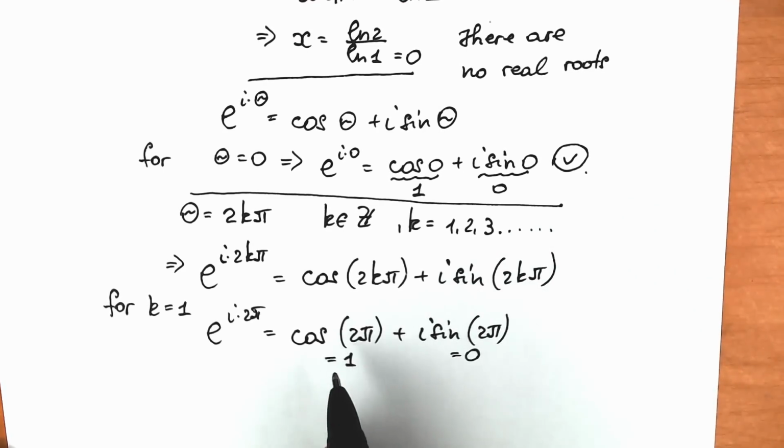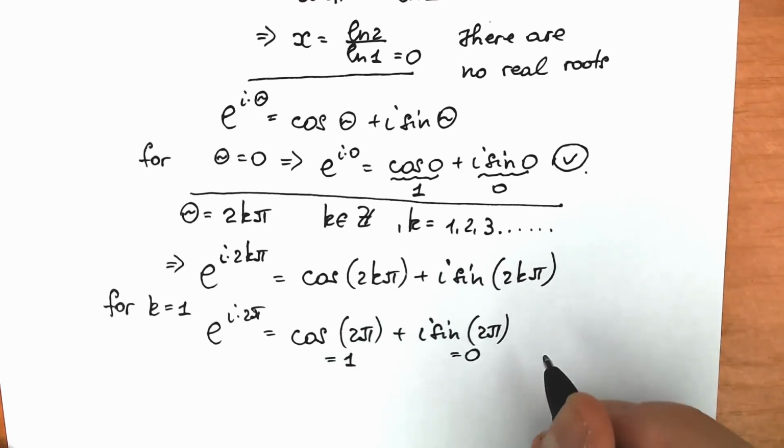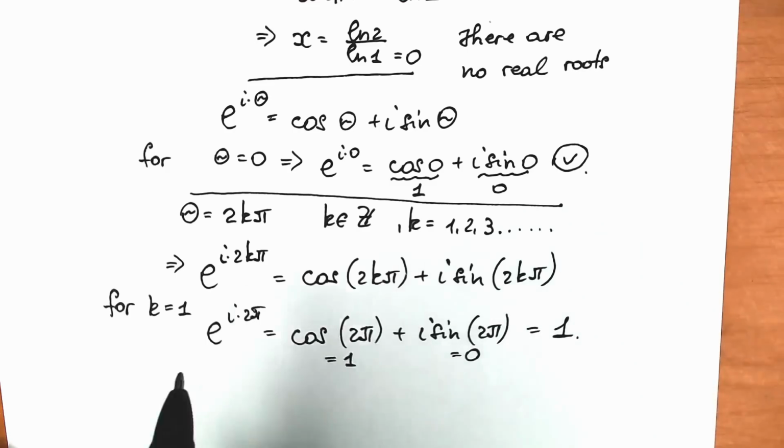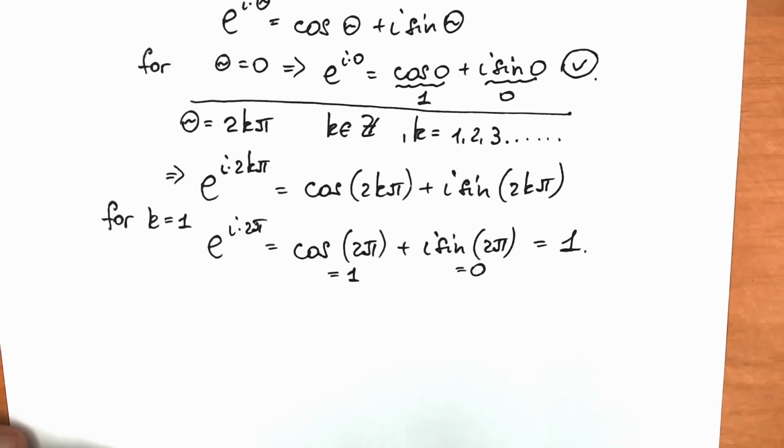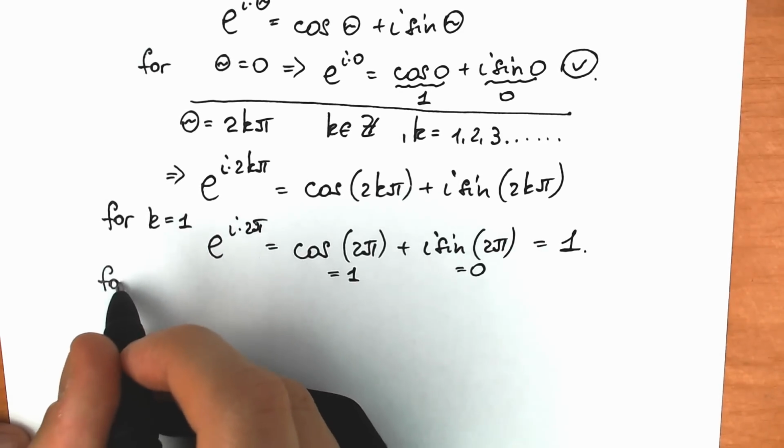So as a result, we are talking about 1 plus 0, which is equal to 1. So when k is 1, this expression on the left side is equal to 1. Really great. But right now, let's find this pattern. But first of all, let's find our expression for k equal to 2.